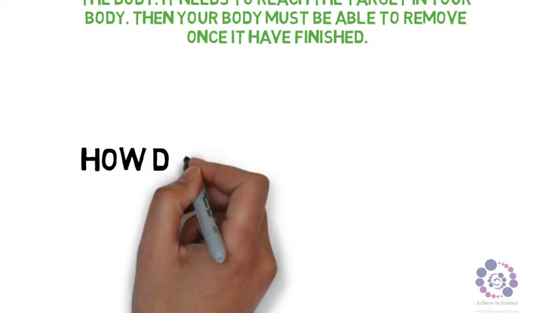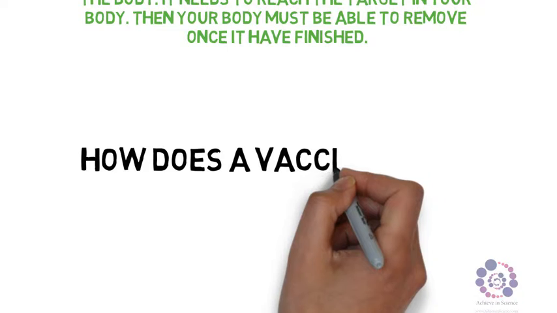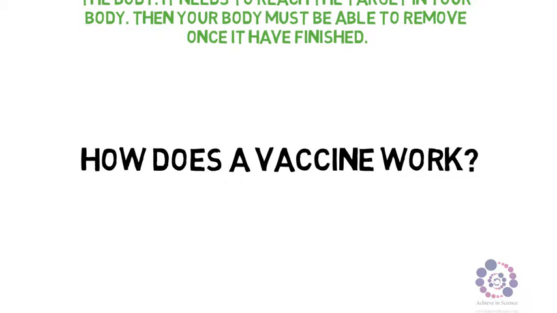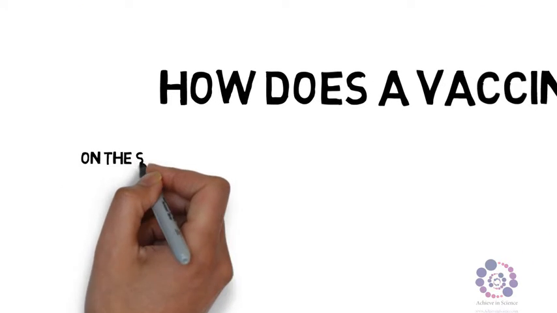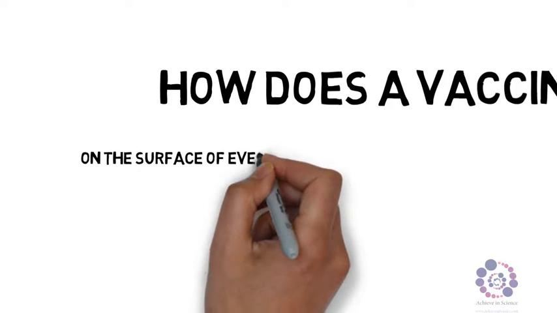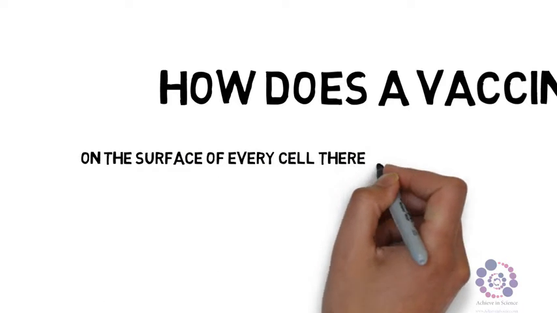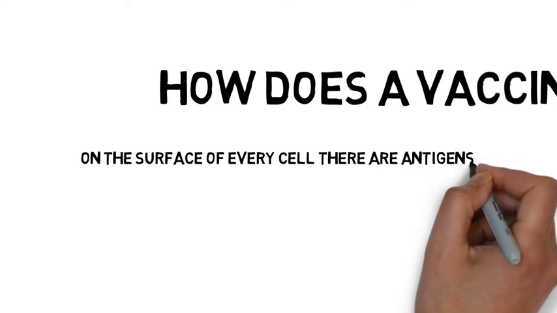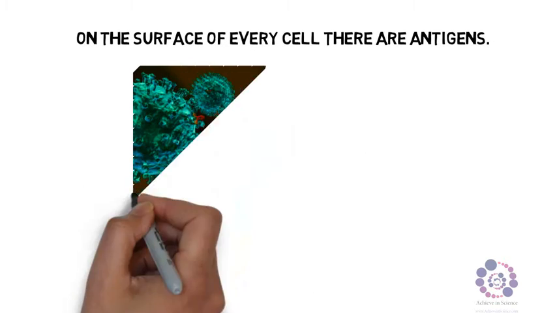So then, what is a vaccine? How does a vaccine work? What is the purpose of it? Well, let's start with reminding ourselves that on the surface of every single cell there are antigens. So if we take a look at this diagram, we can actually see the antigens on the surface of this cell.